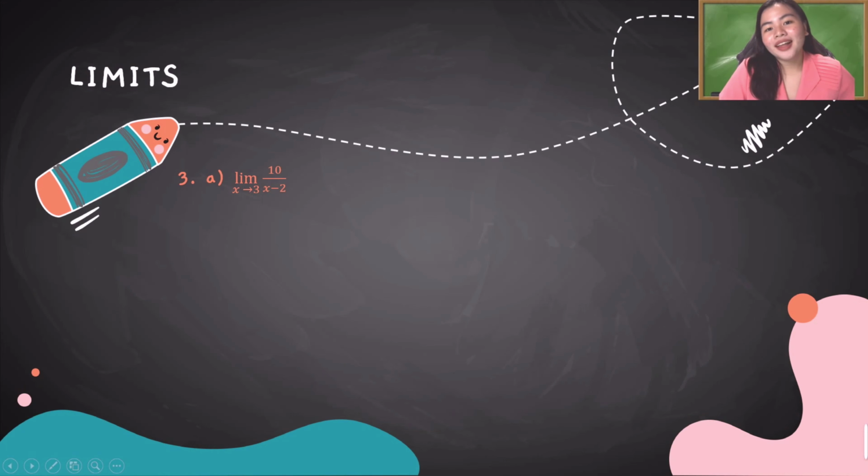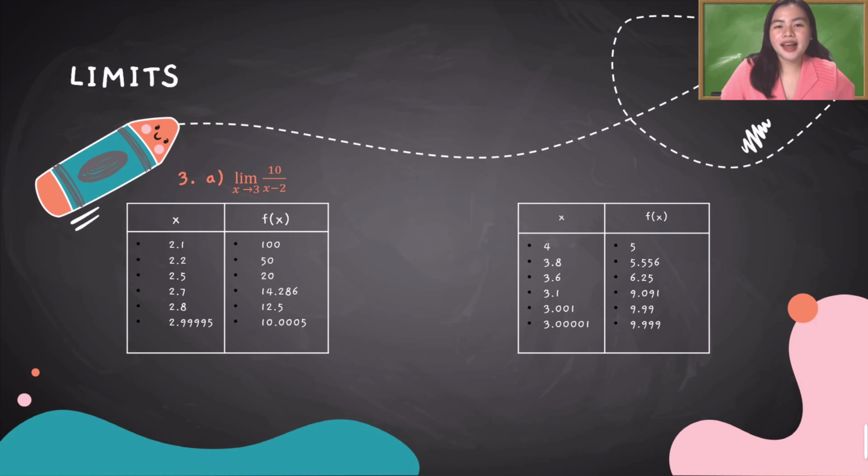So now, let us answer an example found in our module. Look at number 3, letter A. The first thing we need to do is to create two separate tables with two columns and rows. Label the upper left of the two tables as x, while the upper right should be f of x. Since x approaches 3, let us now create at least 6 values lesser than 3 but close to it, while the other table should have 6 values greater than 3 but close to it.